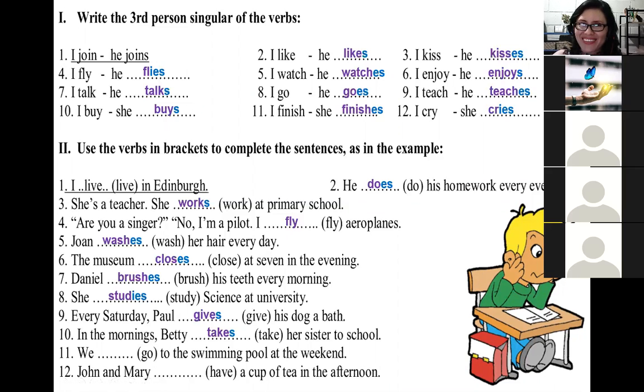Yes, so very good, guys. Muy bien, excelente. We go, ahí no lo cambio porque no es de la persona, right? We go to the swimming pool at the weekend, okay?